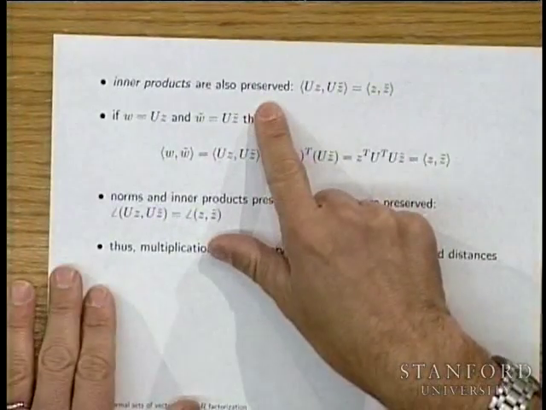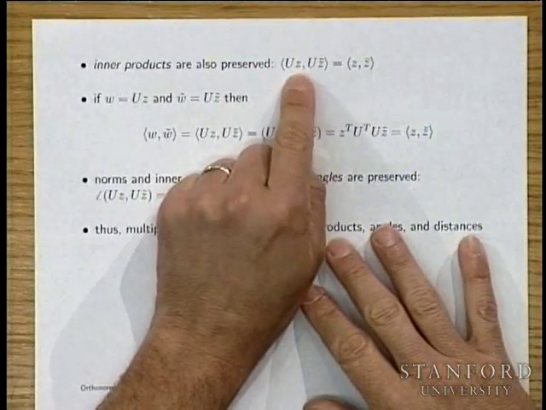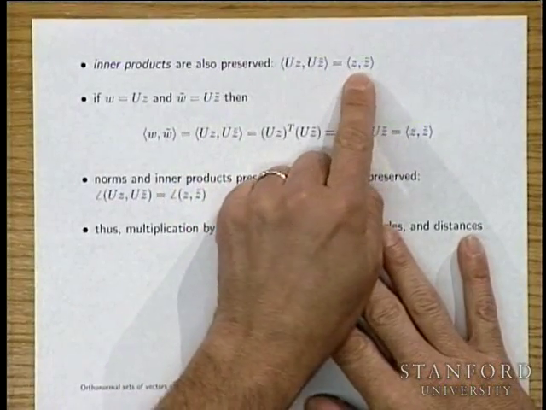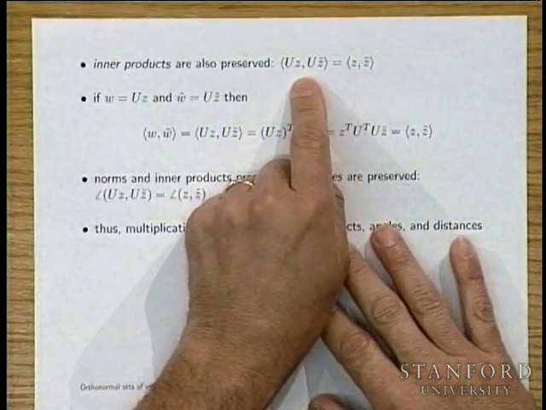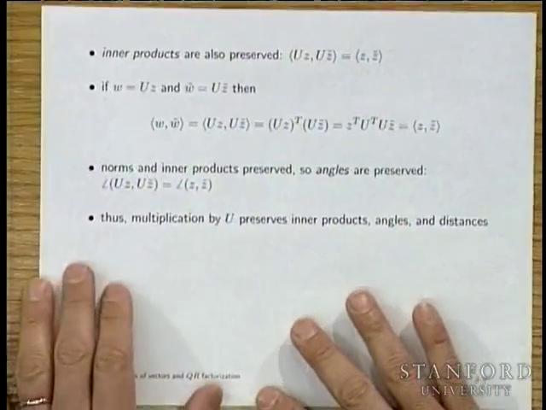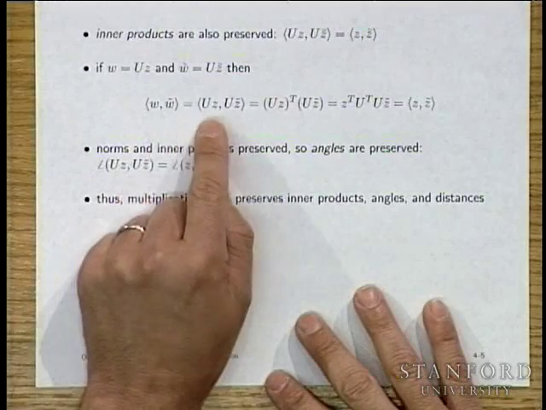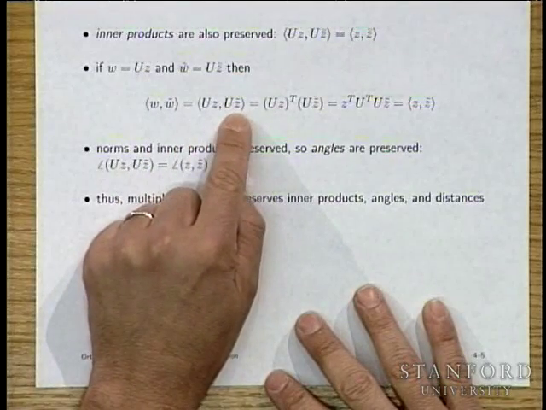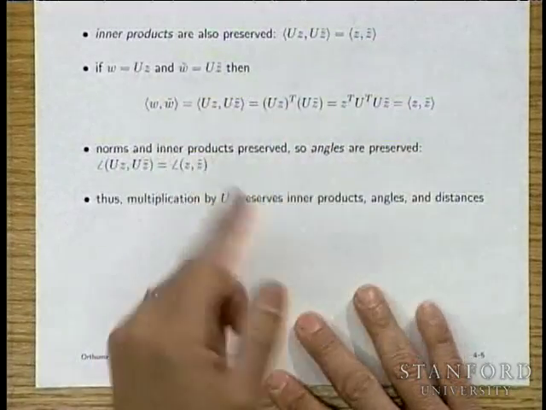Now inner products are also preserved. So if I have two vectors, z and z tilde, and I calculate their inner product, and then I calculate the inner product of the images under this mapping, you'll find out that they're the same. And it's the same argument. You simply say the inner product of w and w tilde, I just substitute Uz and U z tilde. That's Uz transpose times U z tilde. You switch it around and you get the same thing.